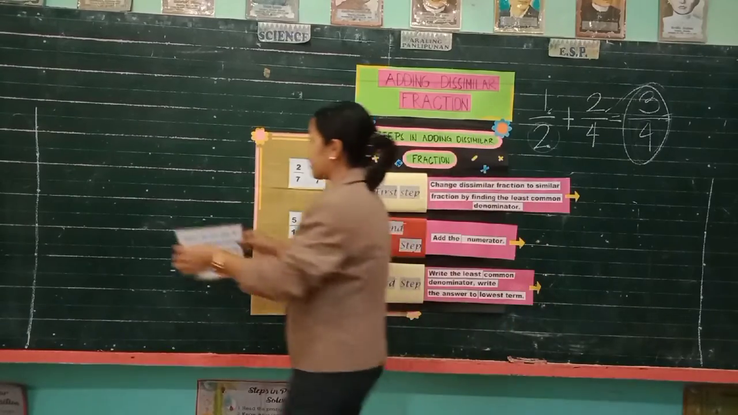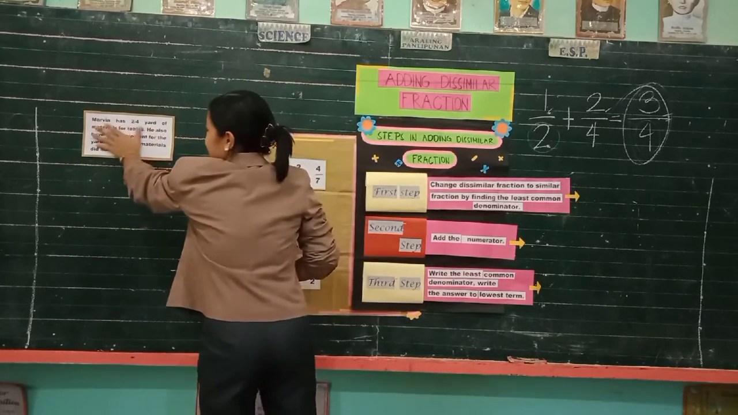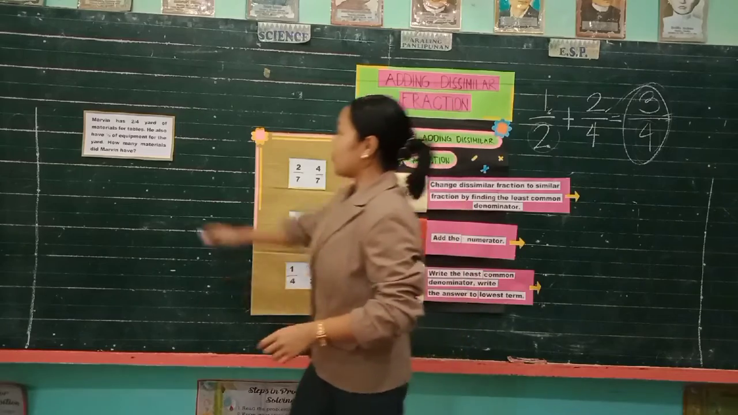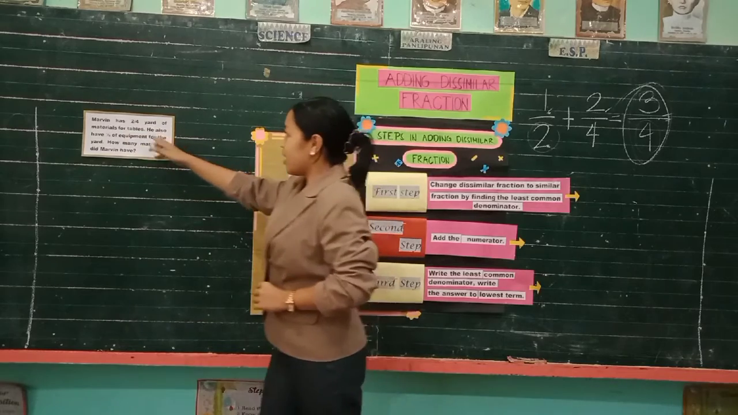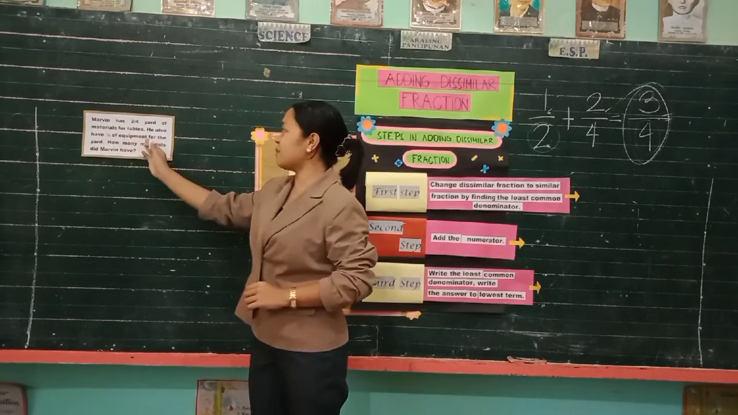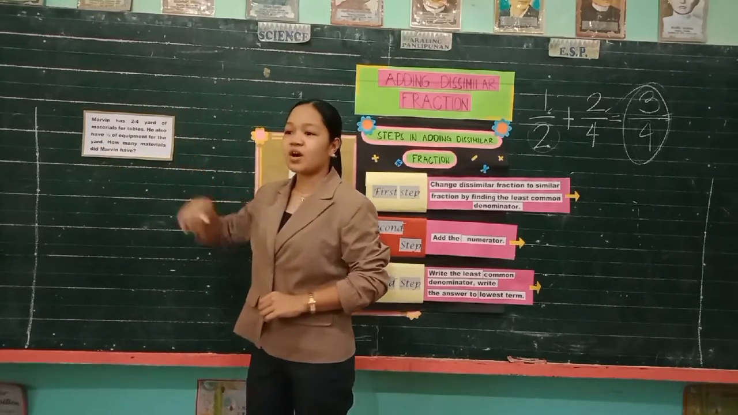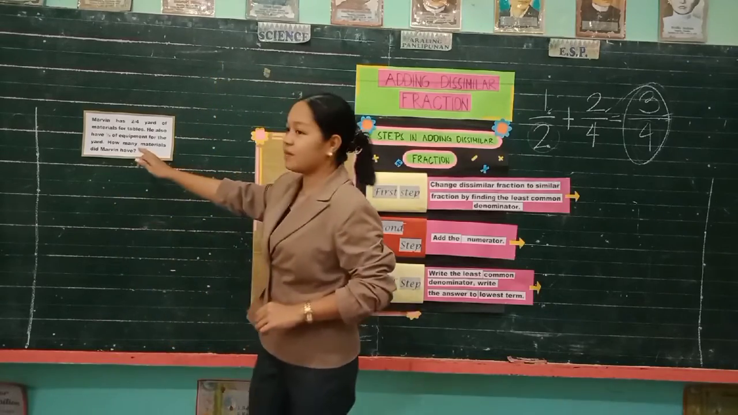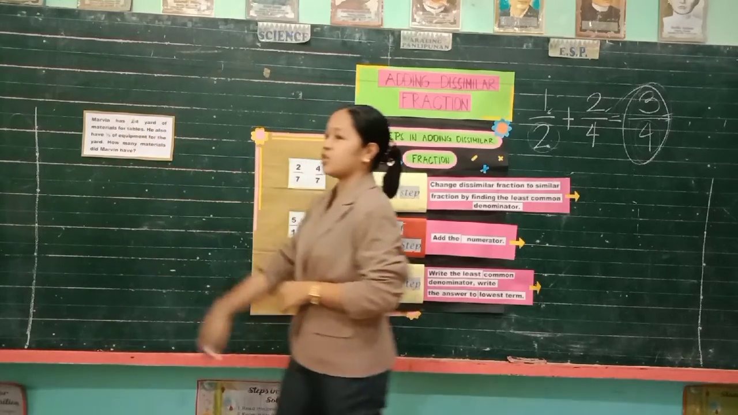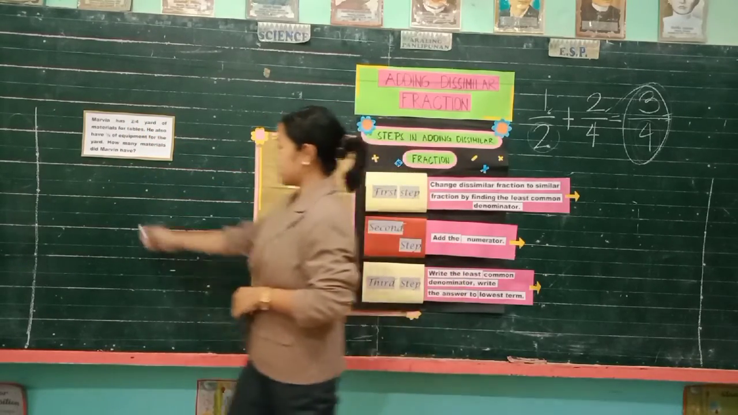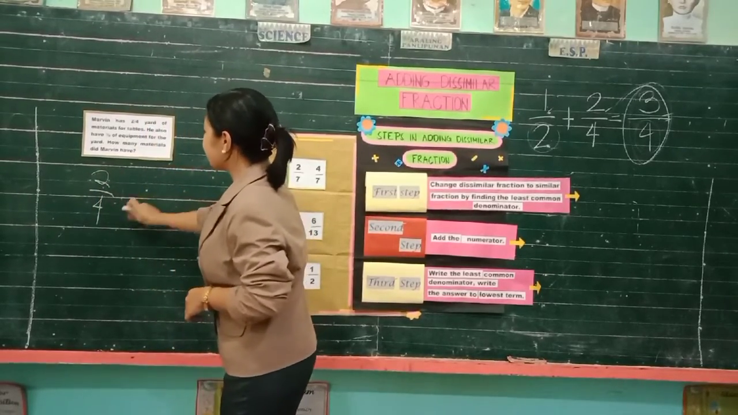Let's have another example. So I have here another example, a problem. Marvin has 2/4 yard of materials for tables. He also has 1/2 yard of equipment. How many materials did Marvin have? So, what is asked in the problem? How many materials did Marvin have, right? So, what fractions are given? It is 2/4 and 1/2.